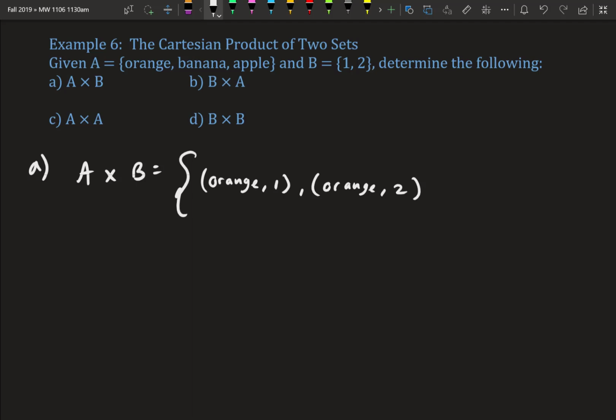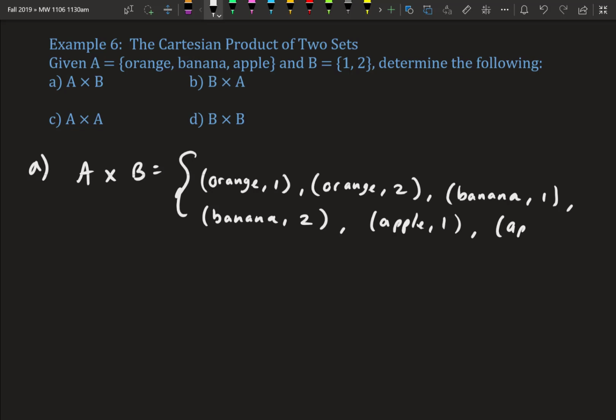Now we move on to banana 1 and banana 2. So that's all we can pair from A to B. Now we do apple 1 and apple 2. And that's A cross B. So we're just putting each part of A with B: orange with 1, orange with 2, banana with 1, banana with 2, apple with 1, apple with 2.